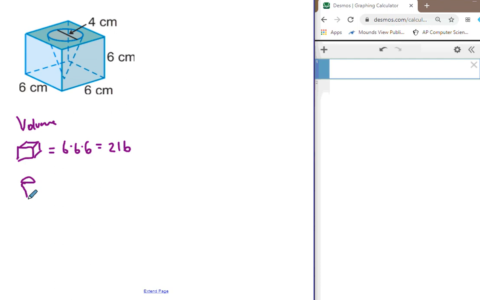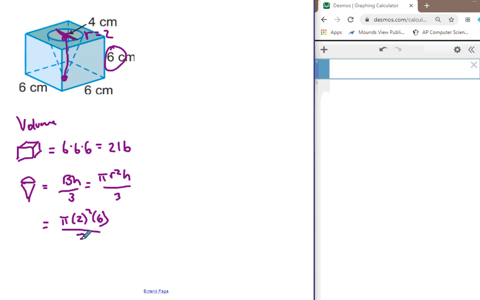All right, and then my cone, we said, was base times height over 3. And our base is a circle, so pi r squared h over 3. And this radius, when they say this whole thing is 4, that means our radius is going to be 2. So we've got pi times 2 squared. And our height, if we look at this, it goes all the way down to the bottom. So the height's going to be the same as for the cube. So times 6 all over 3.